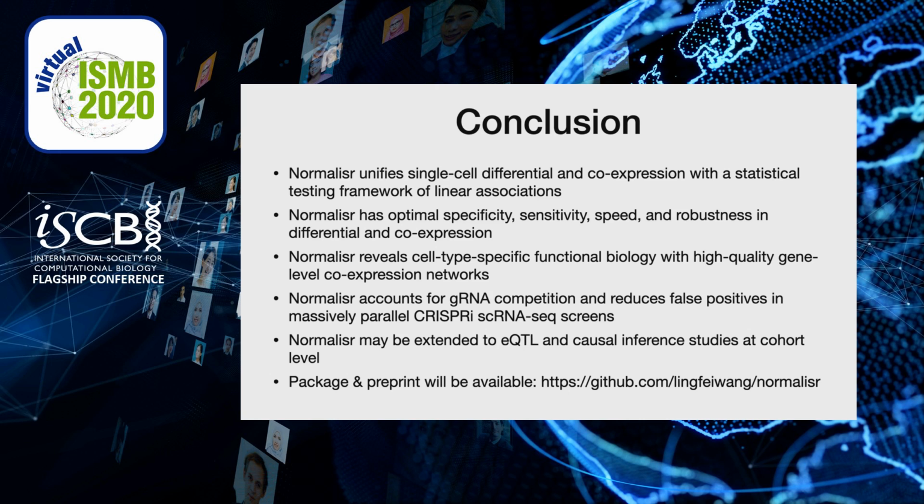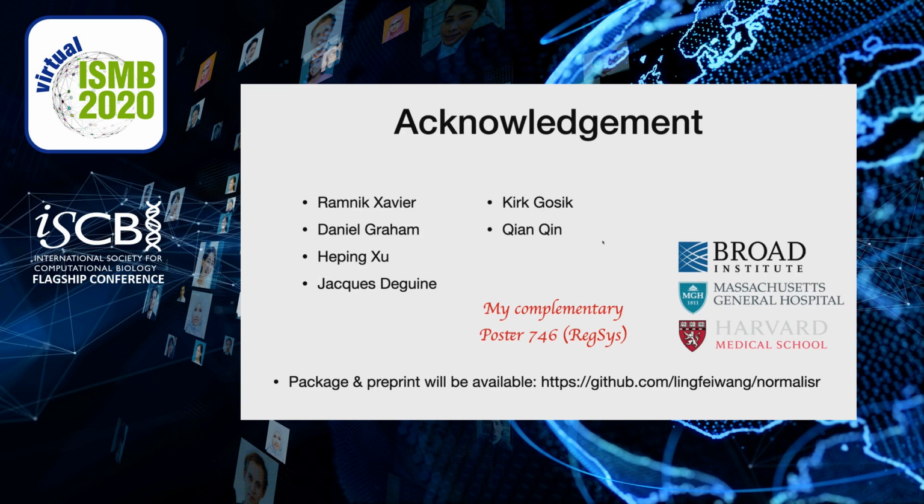For CRISPRi single-cell RNA-seq screens, we found very strong false positives from guide RNA competition, but Normalisr could account for that and reduce the false positives. It could give rise to really robust inferred gene regulations and recover interesting biology as well. In the future, we hope to extend Normalisr to more complicated studies like eQTL and causal inference at cohort levels. At the time of speaking, we are preparing our Normalisr package and also the preprint, so hopefully by the time you watch this video, they will be available on GitHub and also on bioRxiv.